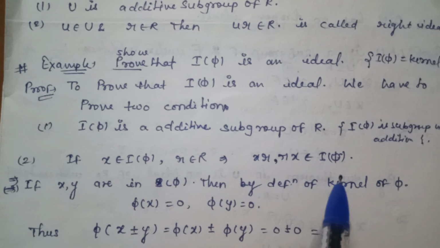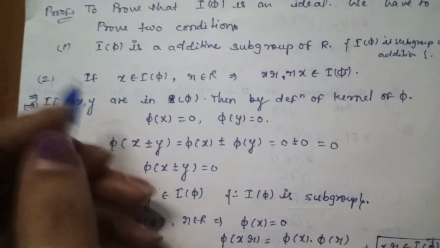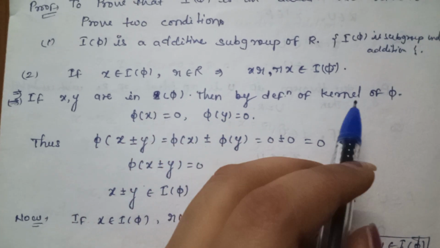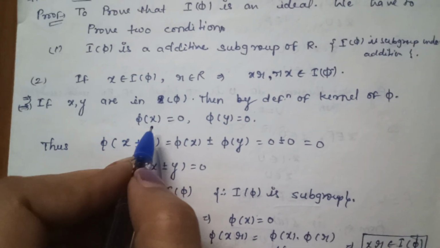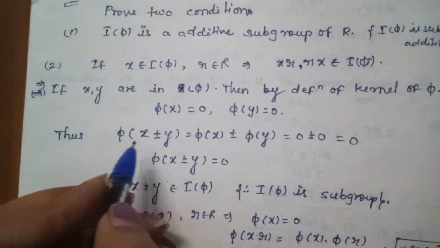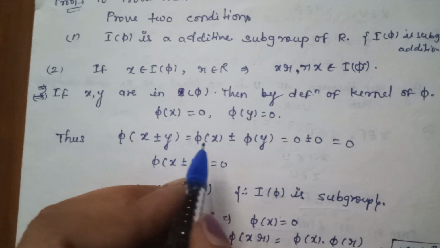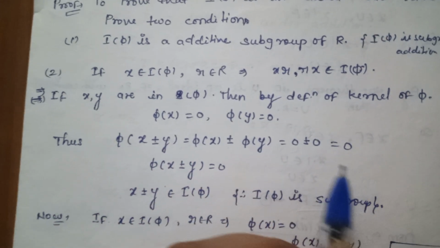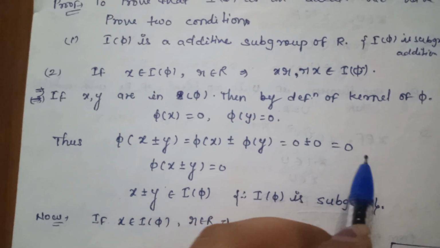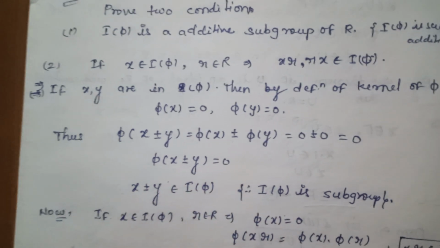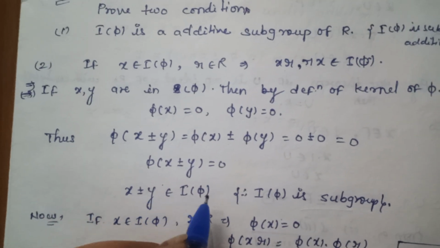If x, y are in I phi, then by the definition of kernel of phi, phi(x) is equal to 0 and phi(y) is equal to 0. Thus phi(x plus minus y) is equal to phi(x) plus minus phi(y), which is equal to 0 plus minus 0, which is equal to 0. So phi(x plus minus y) is equal to 0. Then x plus minus y belongs to I phi.